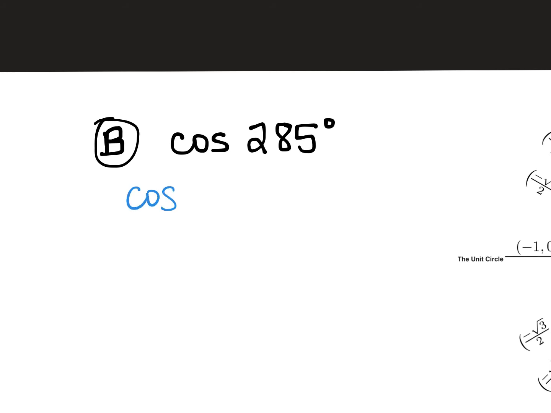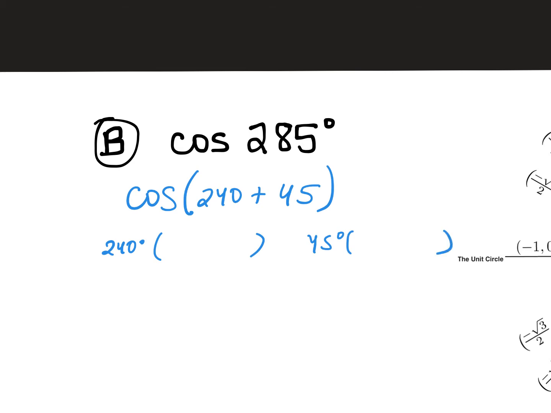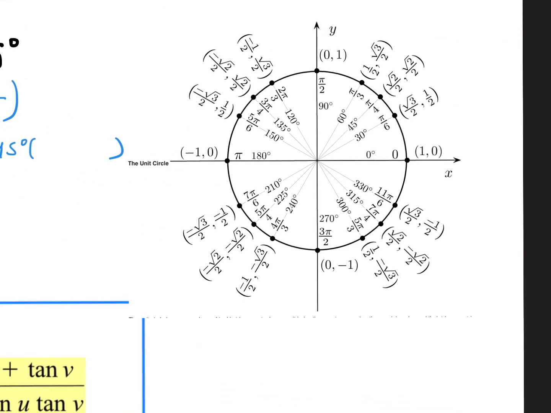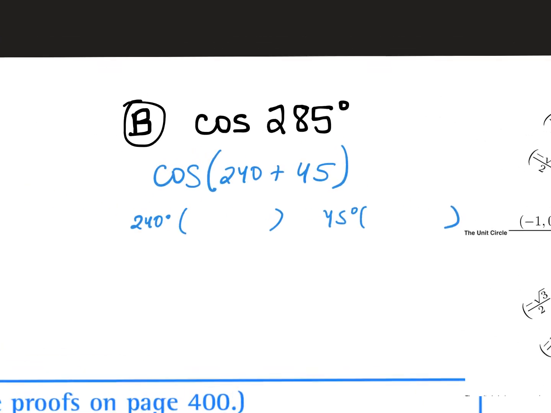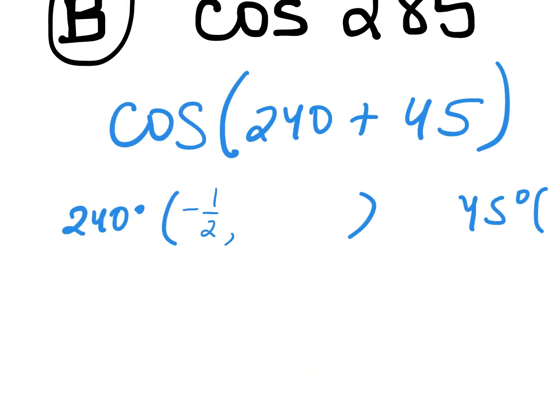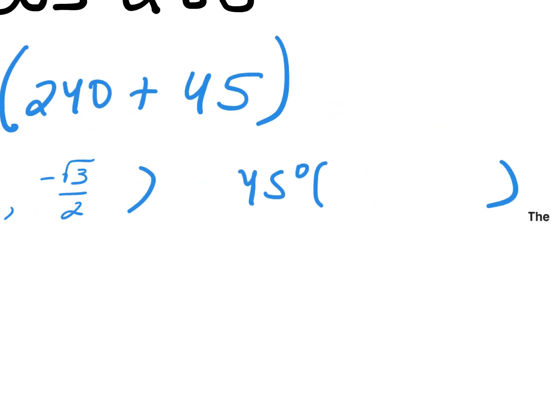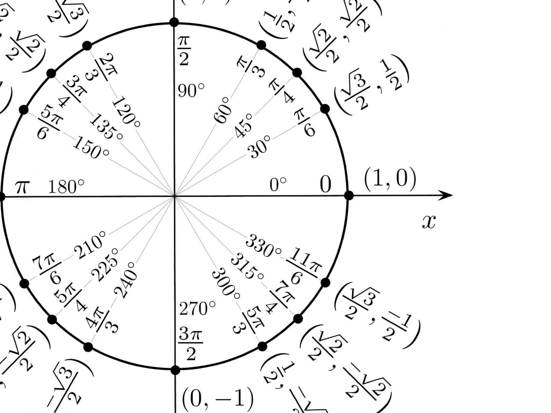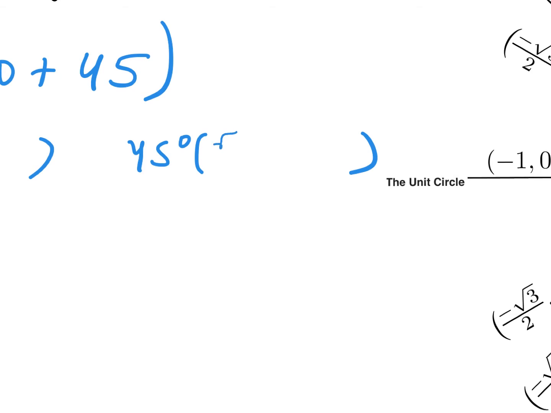Oh, yeah, sure. Thank you. Cosine of, you said 240 plus 45? Yeah. Okay, perfect. All right, so the first thing I'm going to do, I'm not even going to worry about my formulas yet. I'm just going to go to my unit circle and find the ordered pairs for 240 and for 45. You guys with me? So 240 is negative 1/2, negative root 3 over 2. 45 is root 2 over 2, root 2 over 2.